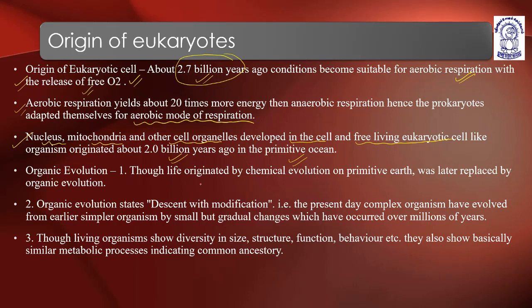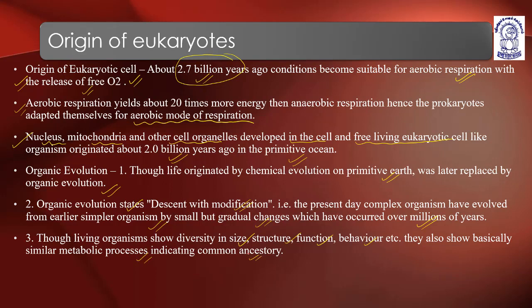Organic evolution: though life originated by chemical evolution on primitive Earth, it was later replaced by organic evolution. First is chemical evolution, now it is organic evolution. Organic evolution states descent with modification, Charles Darwin's theory. The present day complex organisms have evolved from the earlier simpler organisms by gradual changes which have occurred over millions of years. Though living organisms show diversity in size, structure, function, behavior, they also show some common metabolic processes indicating common ancestry.